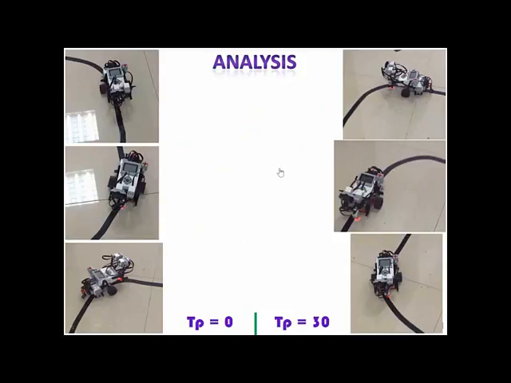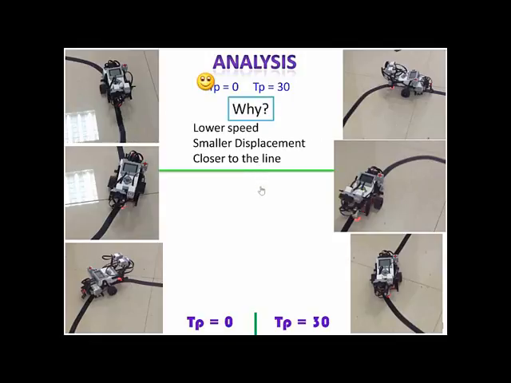And second, I compare the proportional robot with different fundamental speed. The slower one, the fundamental speed is 0, is better. So why is that? This is because it has a lower speed, so it will have a smaller displacement in one step, and it will be closer to the line in the one step.